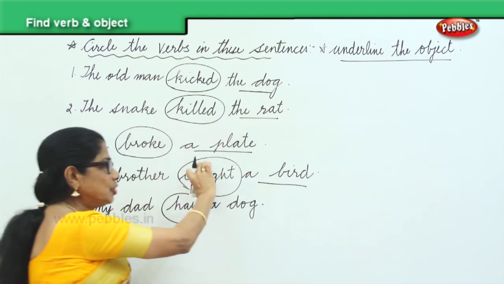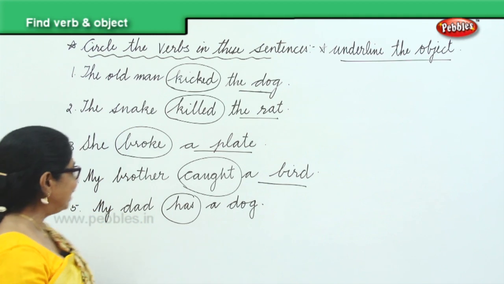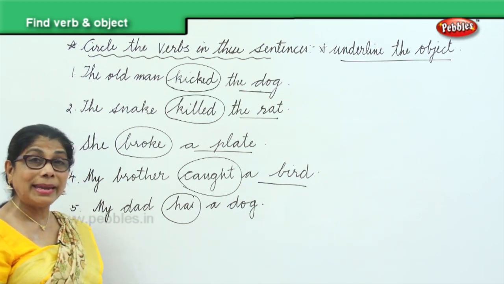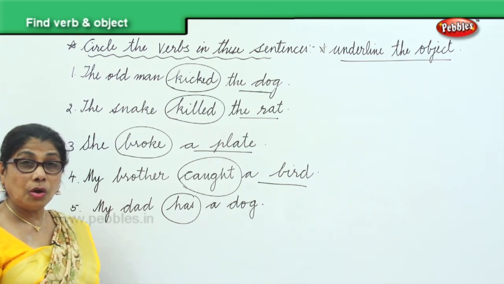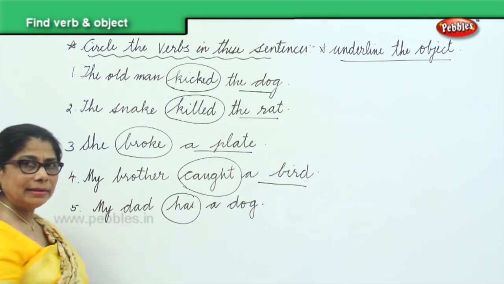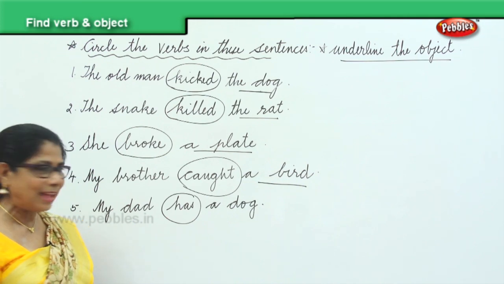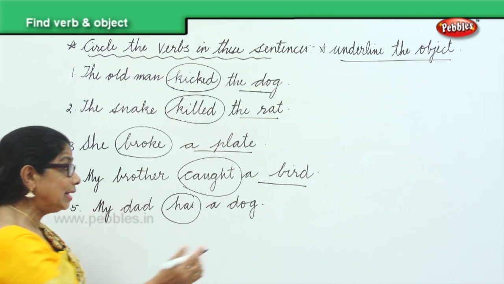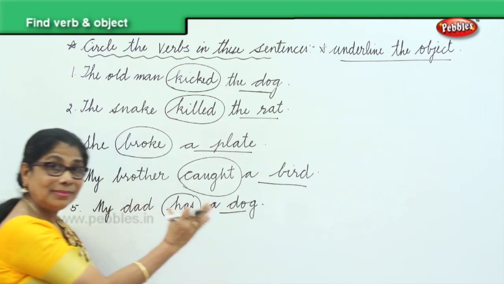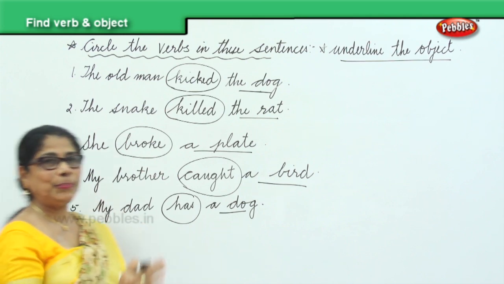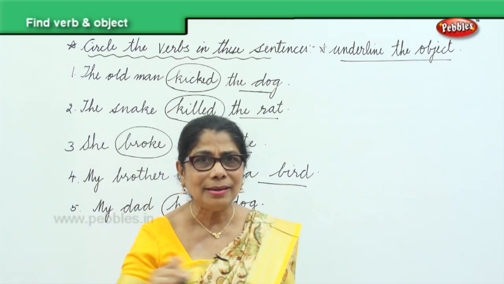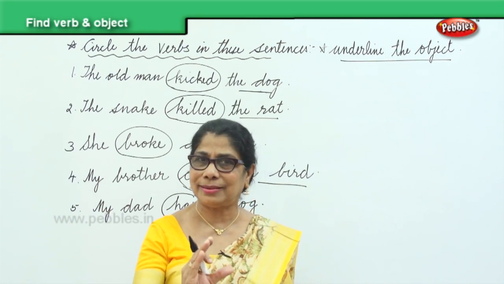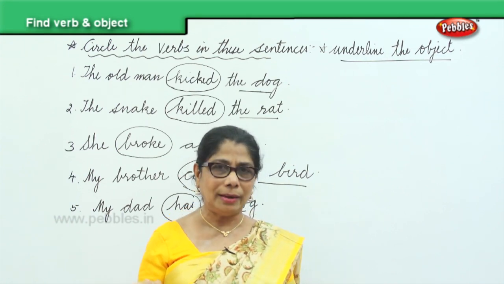Subject, action, object. And the last sentence we have, my dad has a dog. My dad has an old dog, young dog, a puppy, whatever it is. My dad is the subject. What does he have? He has a dog. What is the object he has? He has a dog. Understood? So now we learned to circle the verbs in these sentences. We learned to underline the object. What else did we learn?